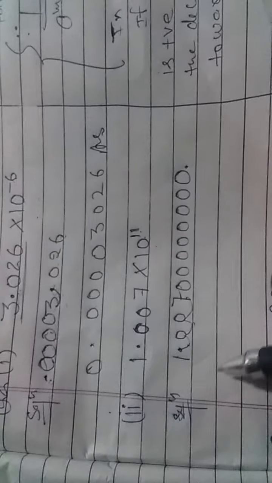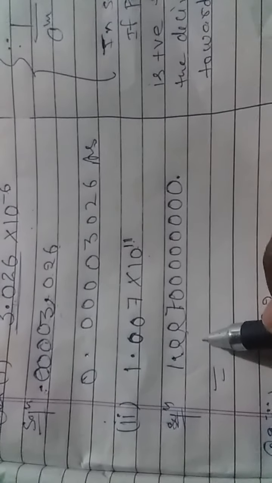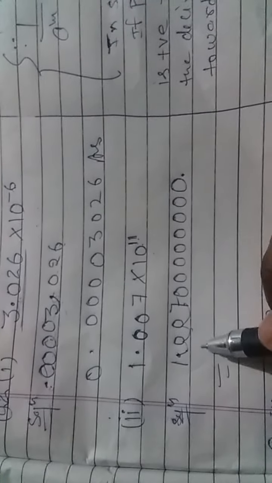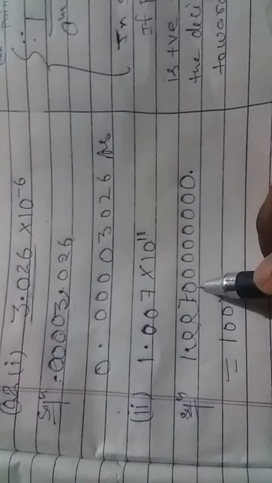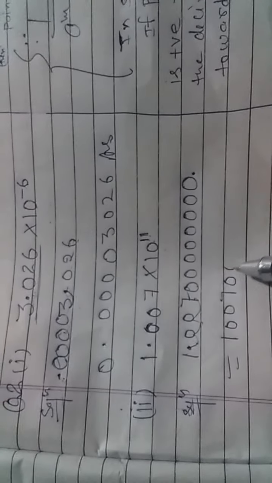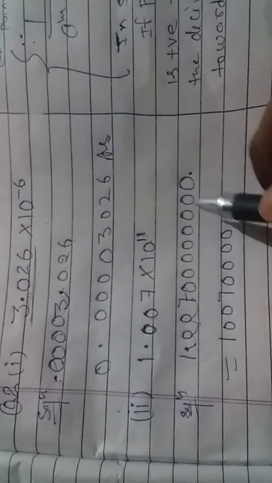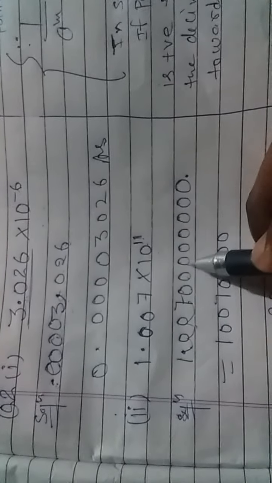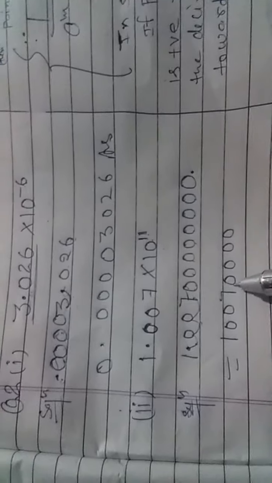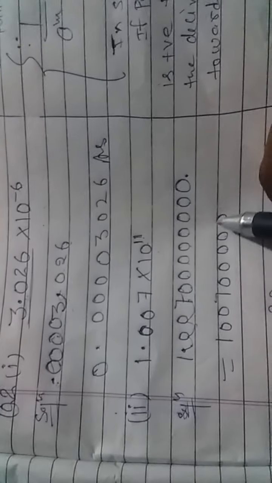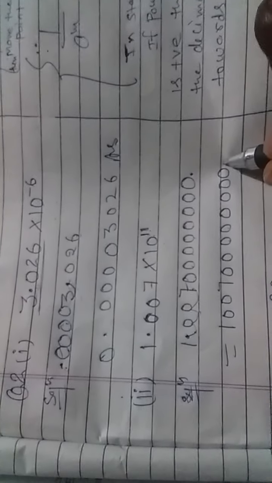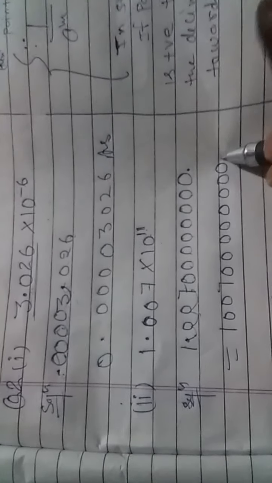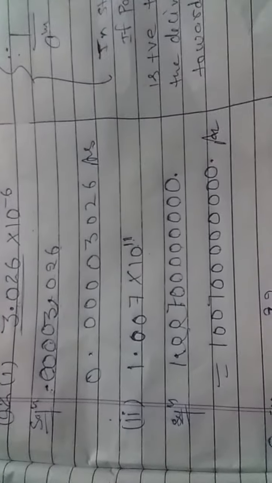So now write the changed number in usual form. So 1 0 0 7, then 0 0 0 0. How many zeros? Just count: 1, 2, 3, 4, 5, 6, 7, 8. Now this is our required usual form of the given condition. So this is our required answer.